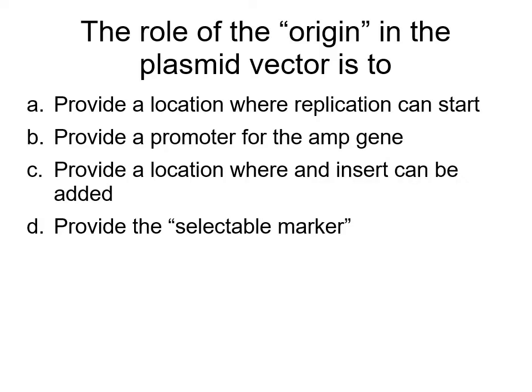The role of the origin of the plasmid vector is to provide a location where replication can start, provide a promoter for the AMP gene, provide a location where the insert can be added, provide the selectable marker. Yes, provide a location where replication can start.